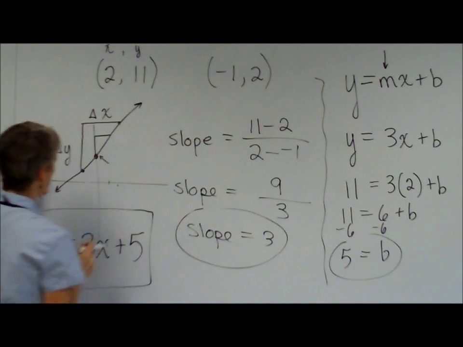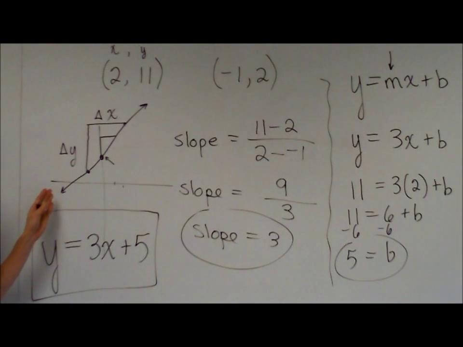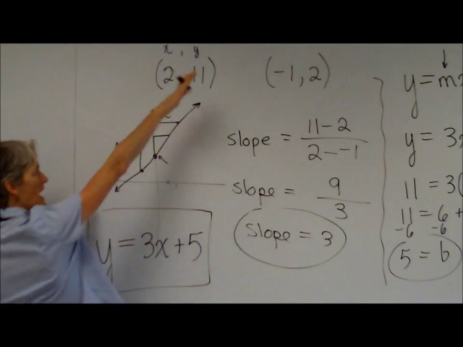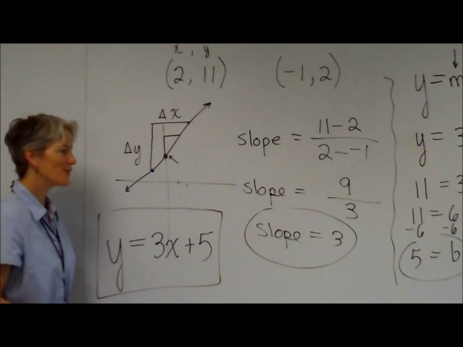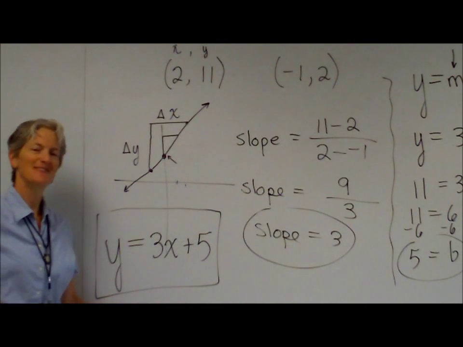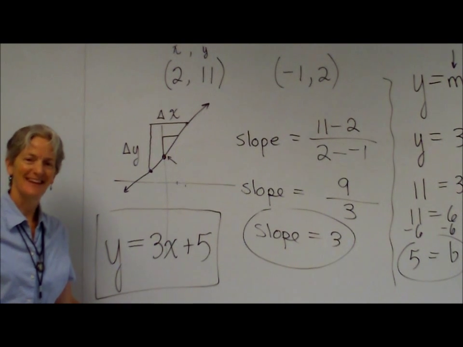Now let's just eyeball my graph. Does that seem reasonable? Sure, absolutely. I've got a positive slope happening. I've got a positive y-intercept. Looks totally reasonable. And there we go. Thanks, Miss Stewart. Thank you.